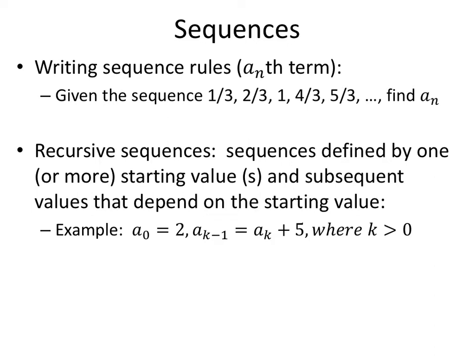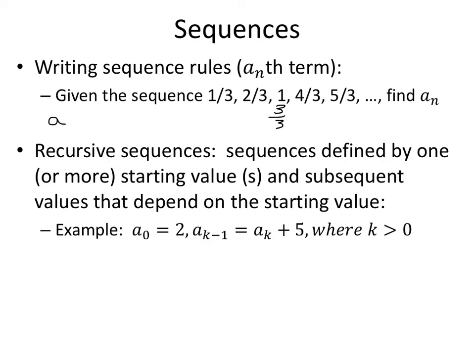So let's talk about writing sequence rules, okay? And we call that the a sub nth term. So given a sequence, we want to be able to figure out the rule that defines that sequence, okay? So let's take a look at what this sequence says here. We have 1/3, 2/3, 1, 4/3, 5/3, and on. Well, if we look at this, 1 is really 3/3, right?